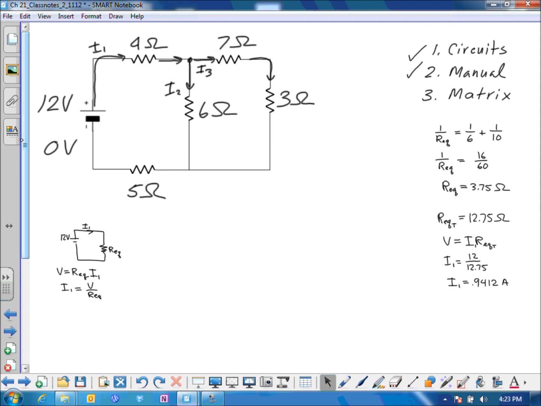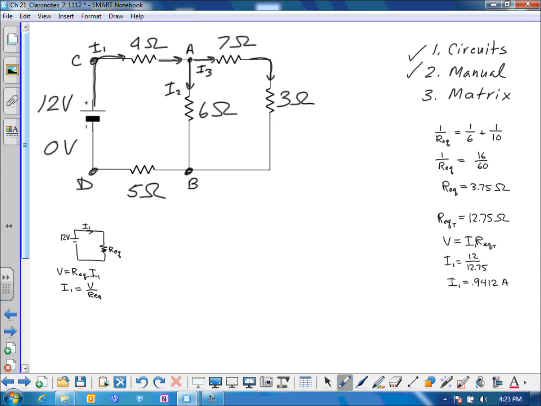We found I1, and so the next thing we need to do is identify some of these points. Let's call this point A, and we'll call this node here B. And I probably should have had these two also. Let's call this one C and this one D.